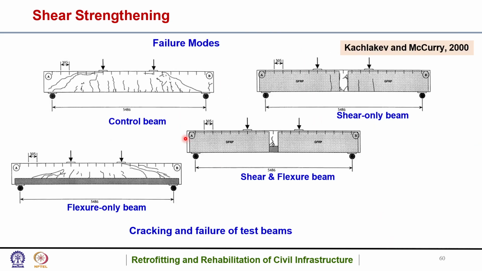These authors showed the cracking and failure of the test beams. This was the failure mode in the control beam, this was the shear only beam, and this was the shear and flexure beam. You could see both lines: one is the diagonal line, the shear line, and this is the tension. And here is the flexure only beam, so it had mainly flexure.